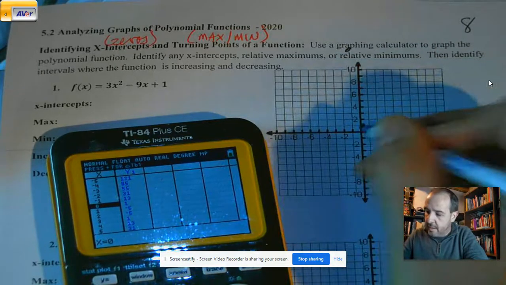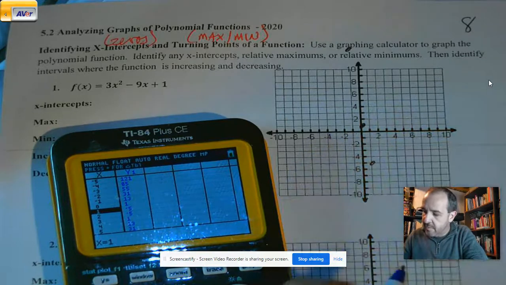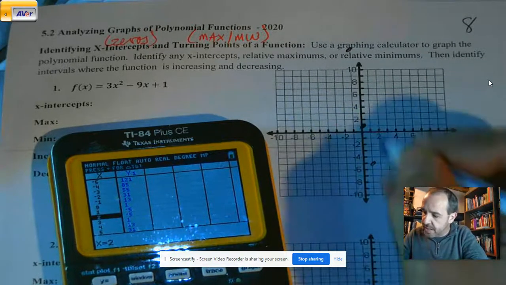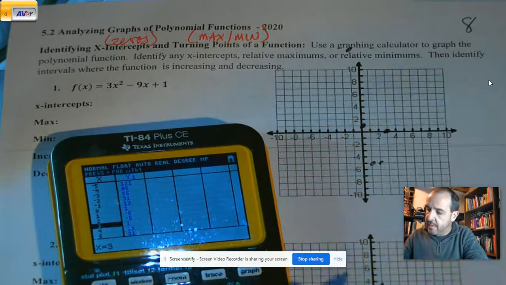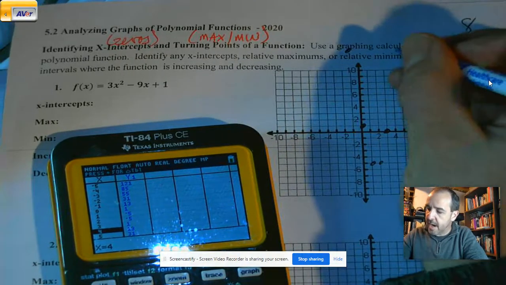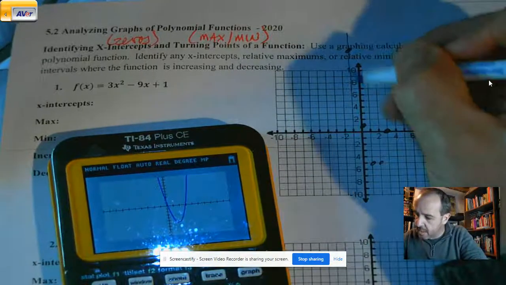0, 1, 1, negative 5. You're like, that's kind of weird. 2, negative 5. 3, 1. And then 4, we're back off the graph again. Okay, so let me get my graph back up. Parabola.